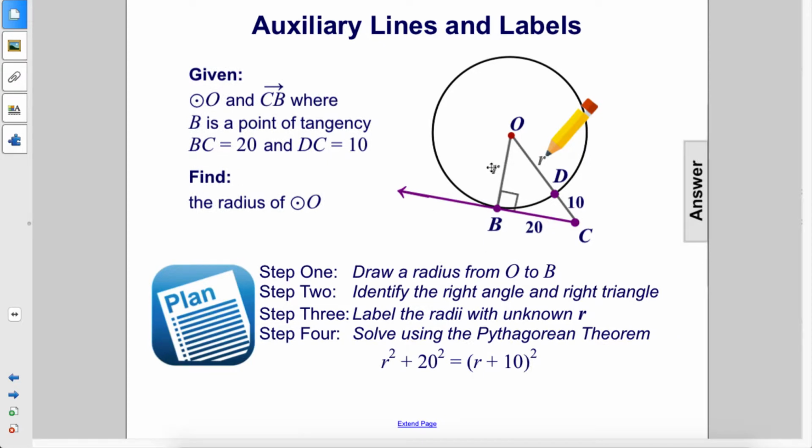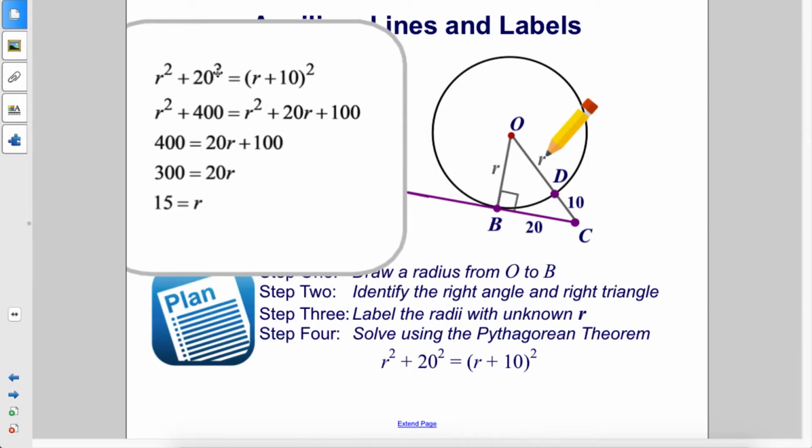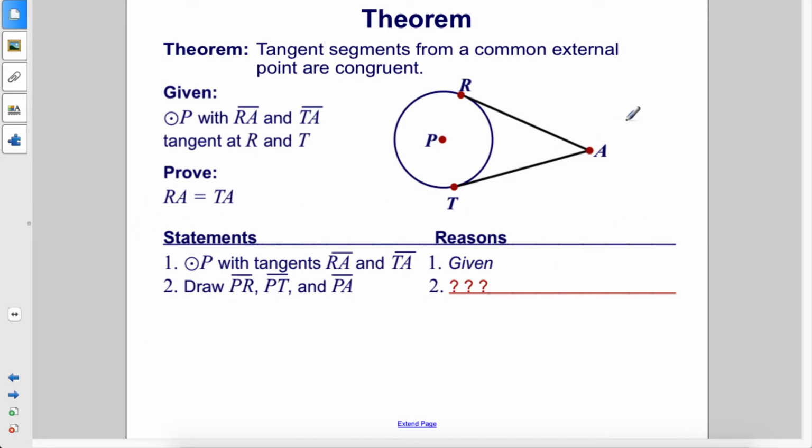So we have r squared plus 20 squared equals r plus 10 squared. Here we have the answer. So 20 squared becomes 400. This becomes this trinomial. All right, solve for r, and we get r equals 15. So that's the radius.